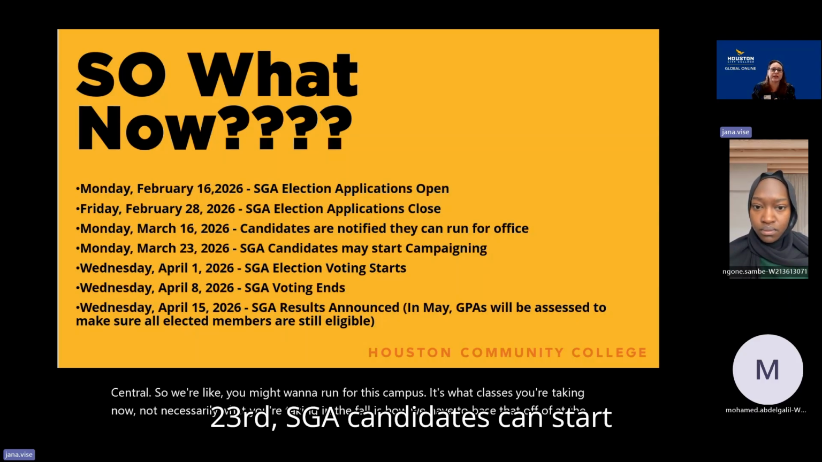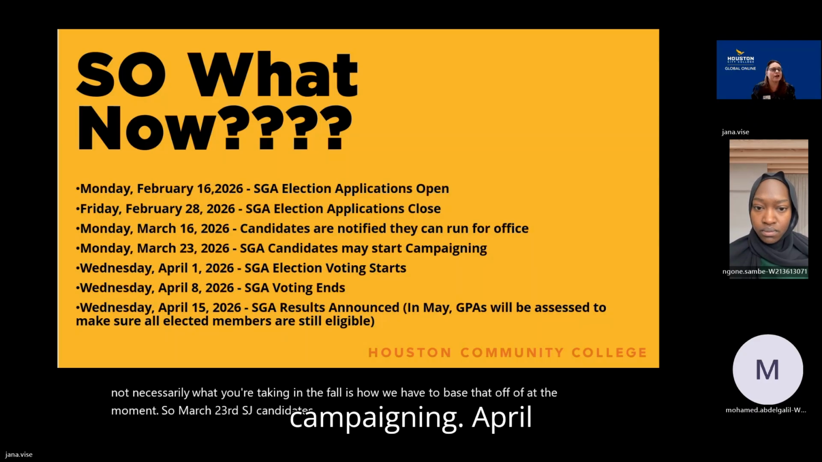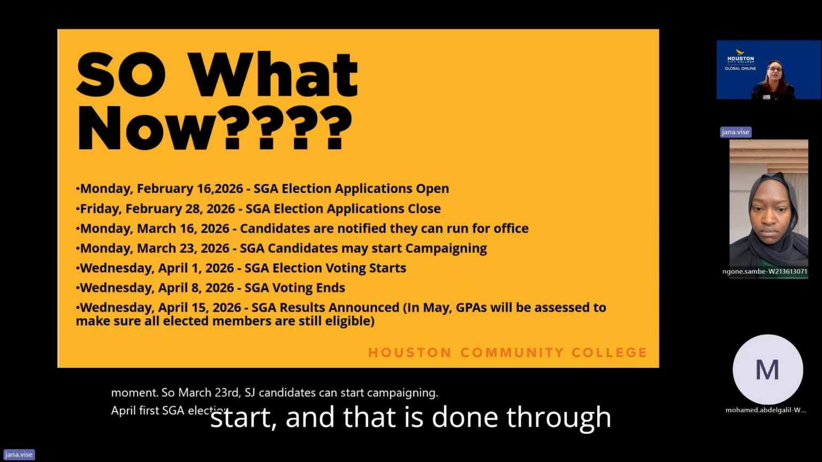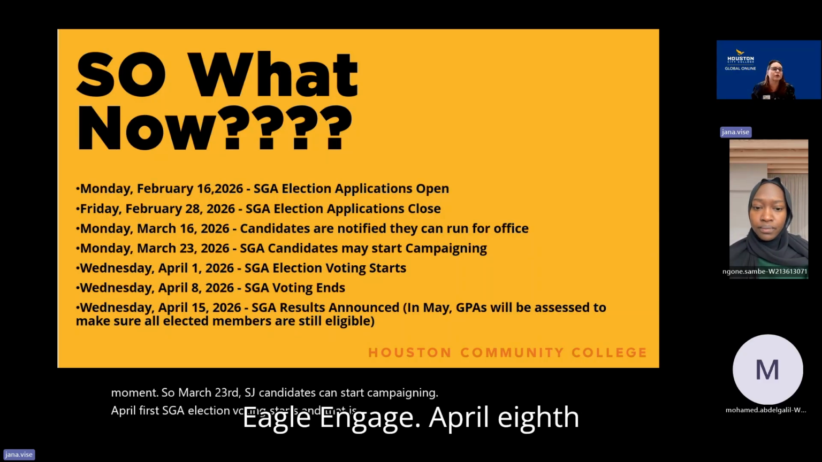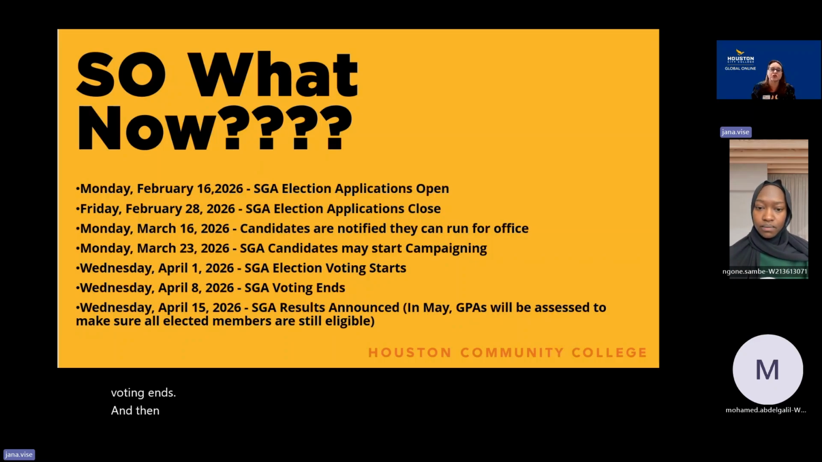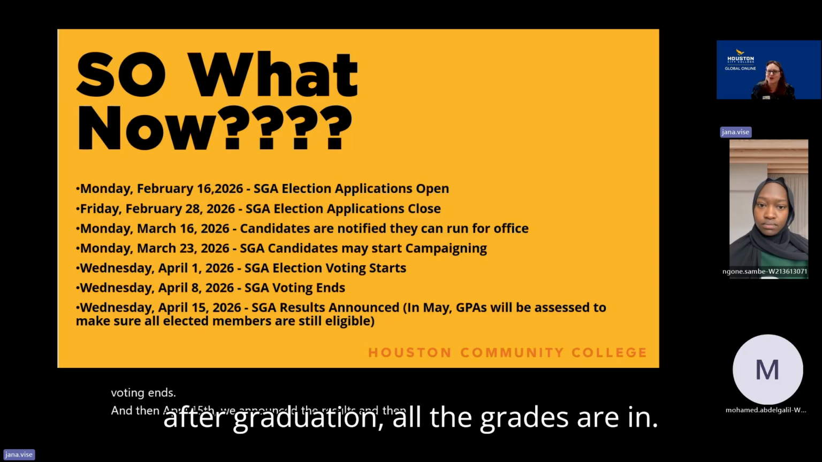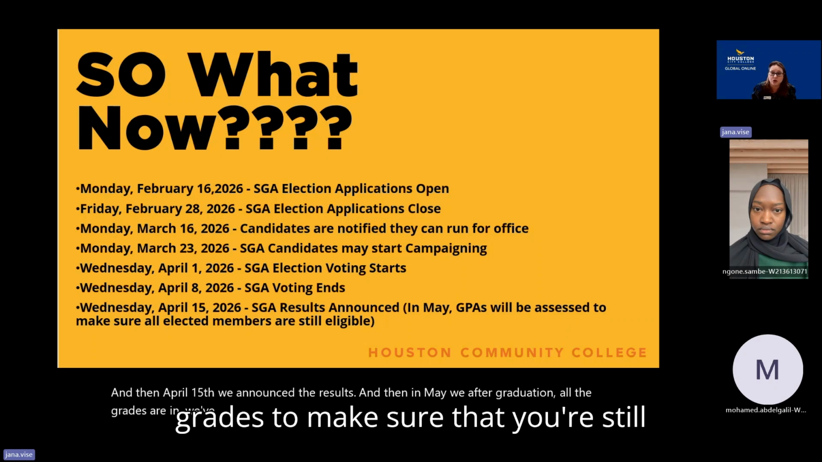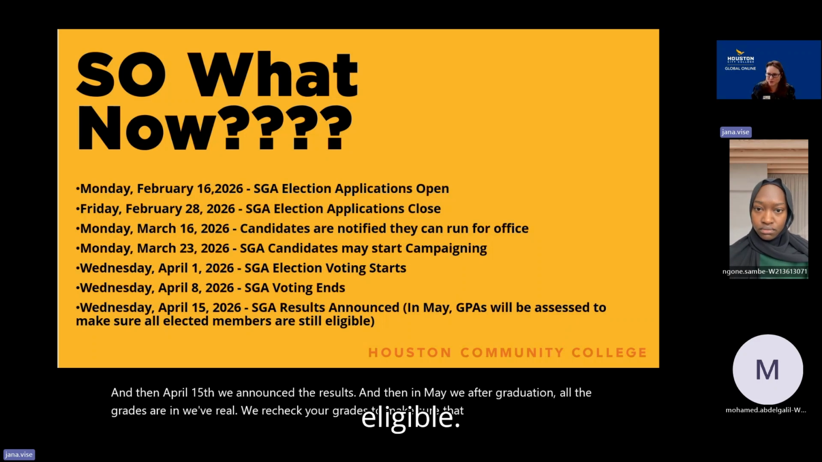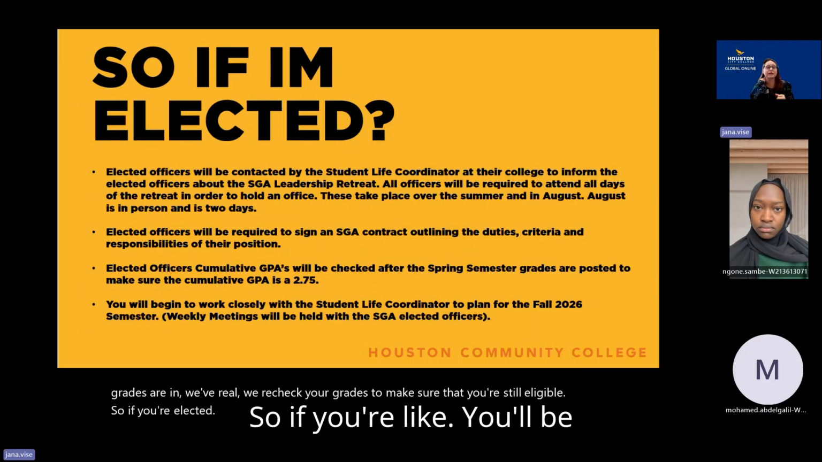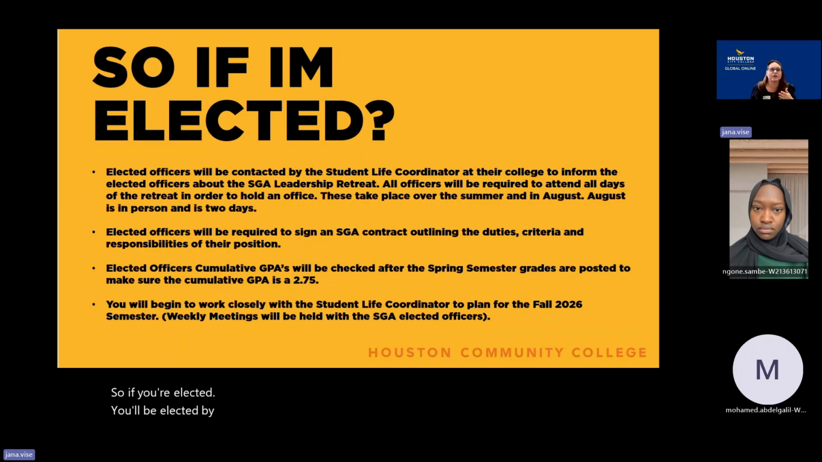So March 23rd, SGA candidates can start campaigning. April 1st, SGA election voting starts, and that is done through Eagle Engage. April 8th, SGA voting ends, and then April 15th, we announce the results. And then in May, after graduation, all the grades are in, we recheck your grades to make sure that you're still eligible. So if you're elected, you'll be elected by the student life coordinator at our college, which will be me.